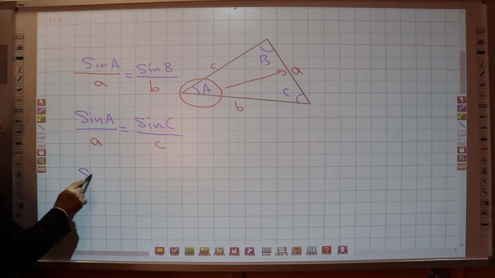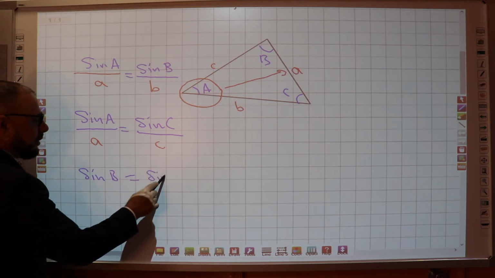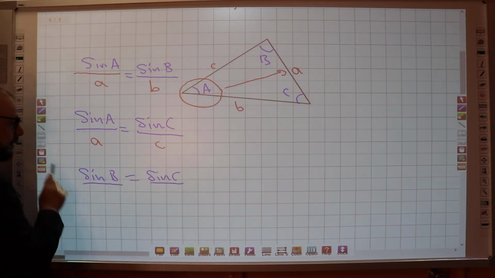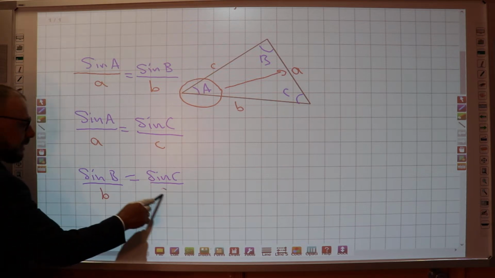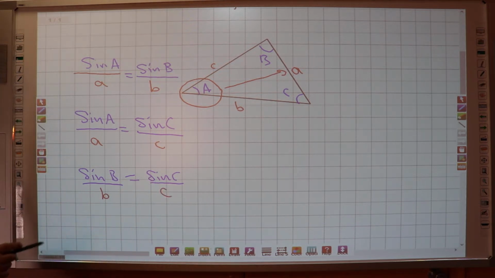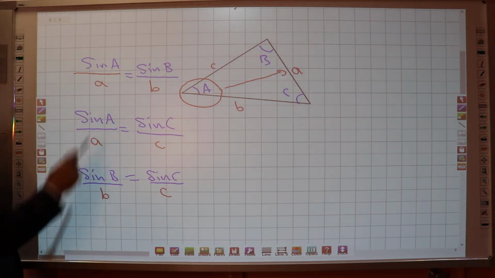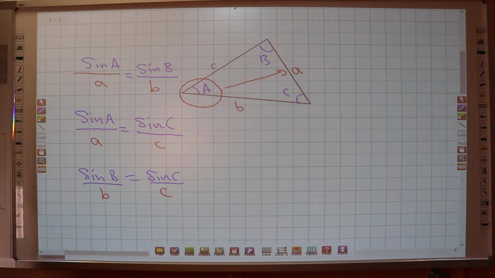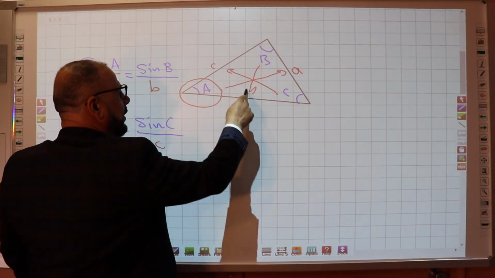Sine B, sine C, and here we're going to have what, guys? I'm positive you know, b and what? c. Then you can find the side and the angle by using these formulas. With an example, we will see what we mean by this. You see, we take the opposite side. Okay, good.